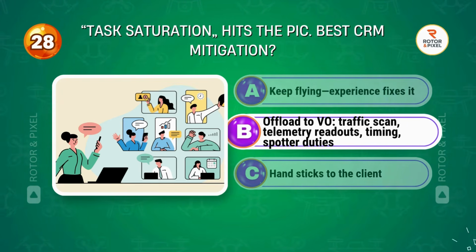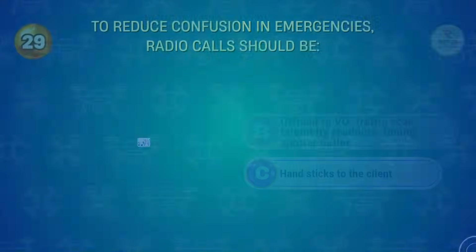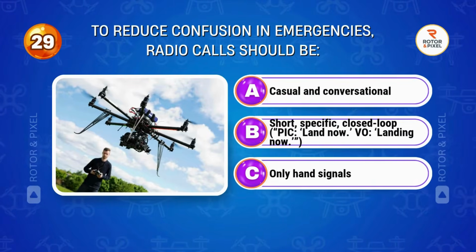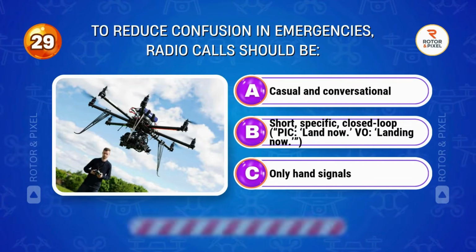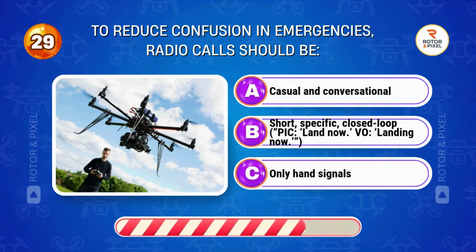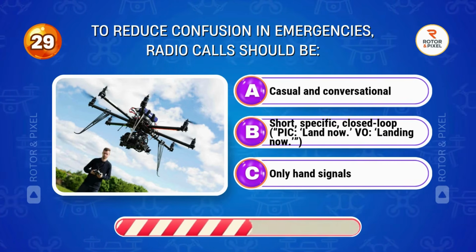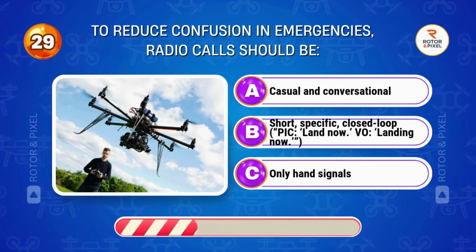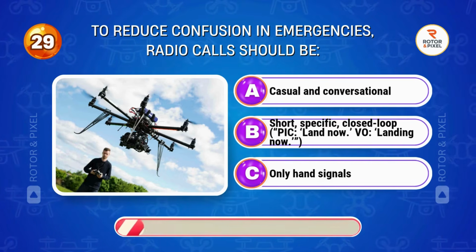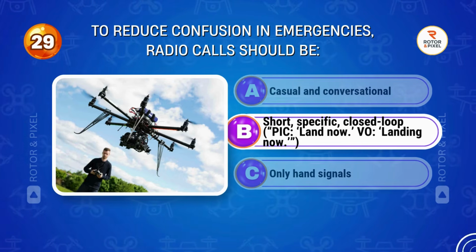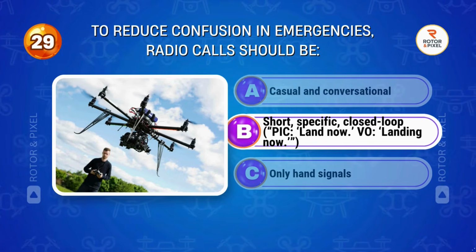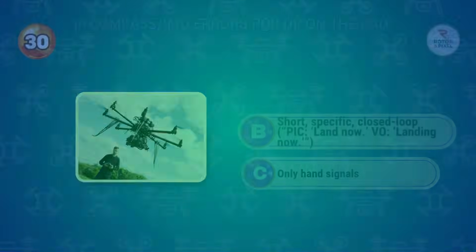Traffic scan, telemetry readouts, timing, spotter duties. To reduce confusion in emergencies, radio calls should be... Answer B. Short, specific, closed loop. PIC: Landing now. VO: Landing now.